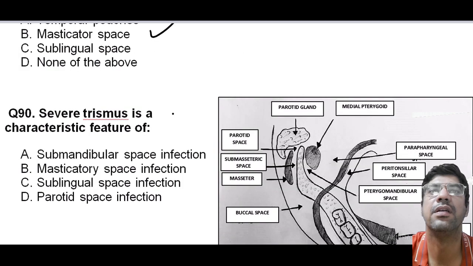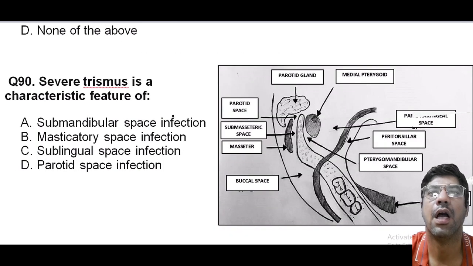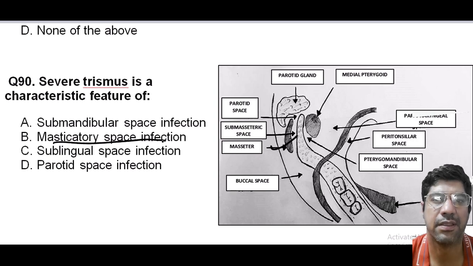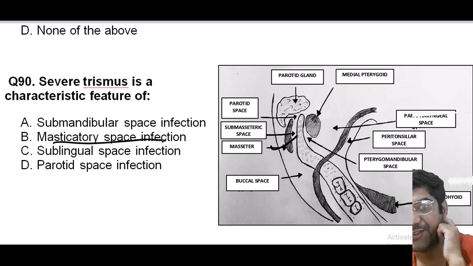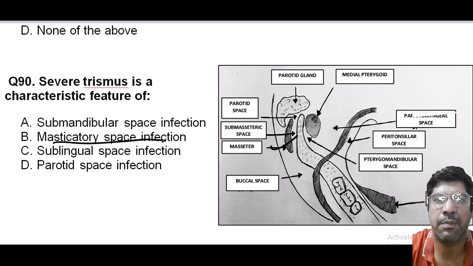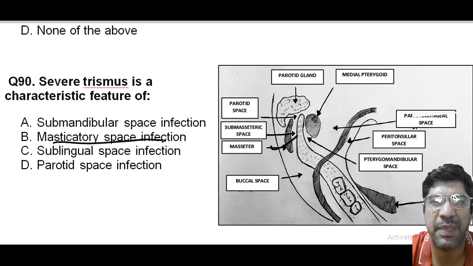Severe trismus is a characteristic feature of masticatory space infection. So trismus is the inability of the mouth to open due to the muscle spasm.